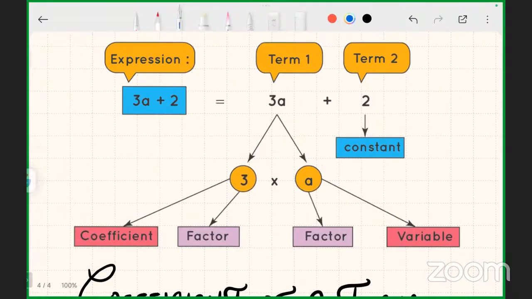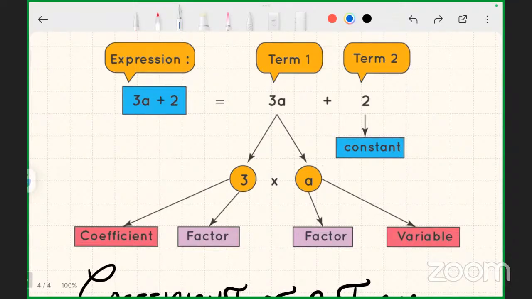Term 1 is basically like, the expression is 3a plus 2. The terms are 3a and plus 2. So they have separated them and said 3a is a term and 2 is a term but also a constant. 3a has 3 and a in it, so it's a term, and it also has a variable and a constant.